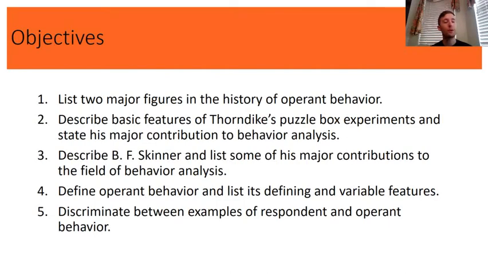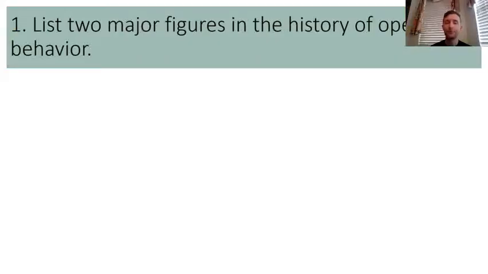Objective 1 is to list two major figures in the history of operant behavior. Objective 2 is for you to describe basic features of Thorndike's puzzle box experiments and state their major contribution to behavior analysis. Number 3 will be for you to describe B.F. Skinner and list some of his major contributions to the field of behavior analysis. Then define operant behavior and list its defining and variable features. And then you'll discriminate between examples of respondent and operant behavior.